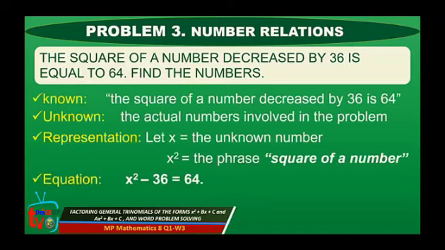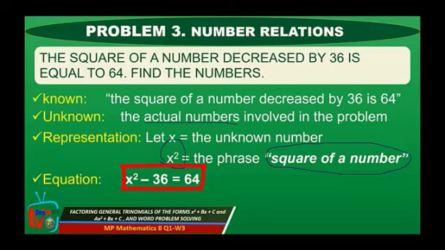From the problem, the given is the square of a number decreased by 36 is 64. The unknown is the actual numbers involved in the problem. From here, we represent the unknown as x and the phrase square of a number as x squared. The equation will be x squared minus 36 is equal to 64.